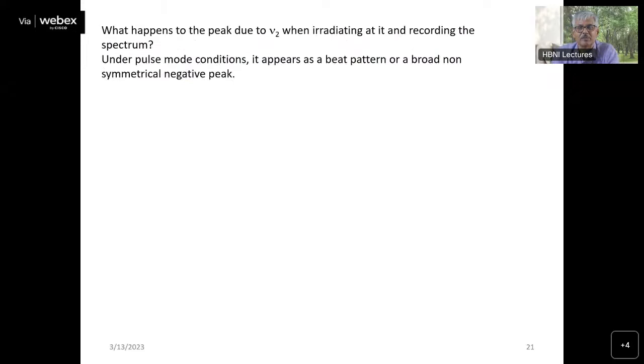So previously it was giving two signals, now it will give you one signal. Now what happens to the frequency where you do the irradiation? You will see, because if you remember, earlier I was showing a beat pattern. So either you will see a beat pattern or a kind of negative, broad and non-symmetrical peak.